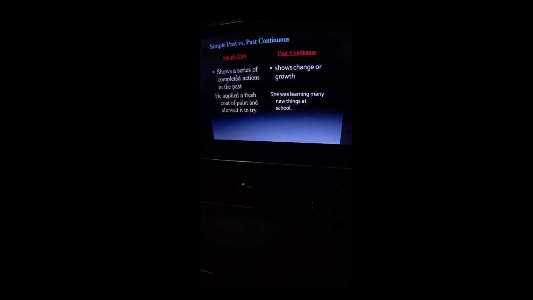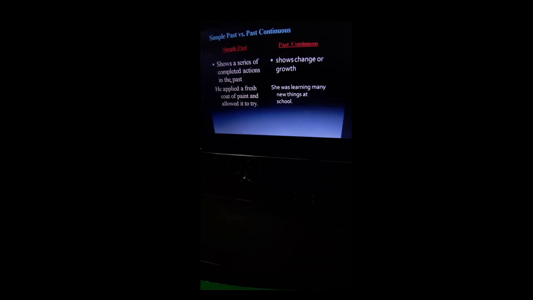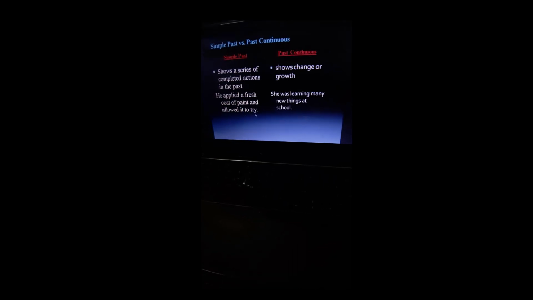The last one shows a series of completed actions in the past. He applied a fresh coat of paint and allowed it to dry. And past continuous shows change or growth. It will show you a certain growth. Example: she was learning many new things at school. It was a growth, right? It was a change in her.